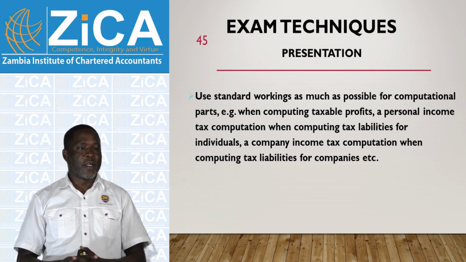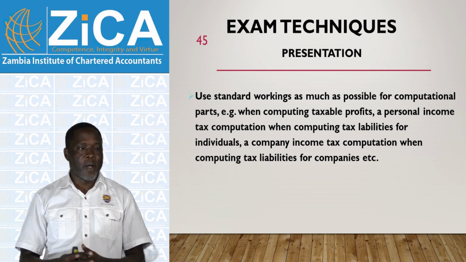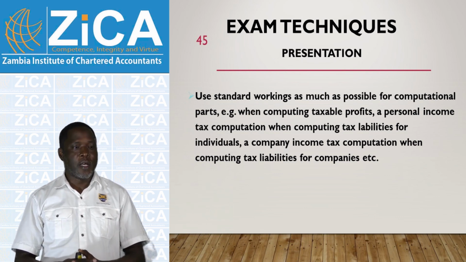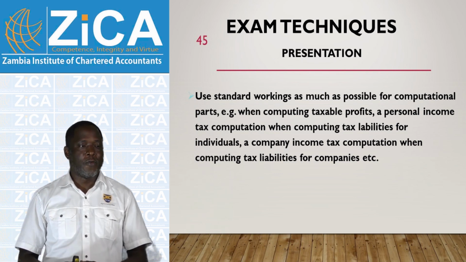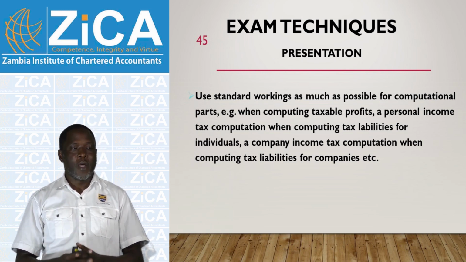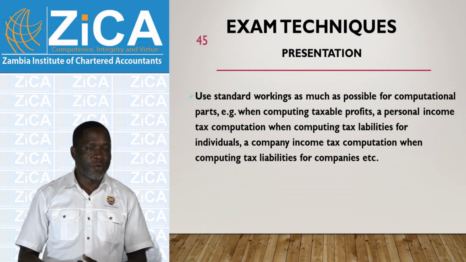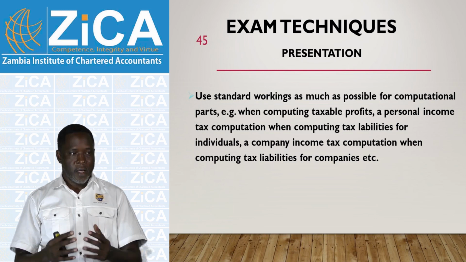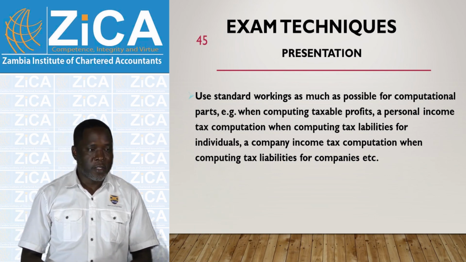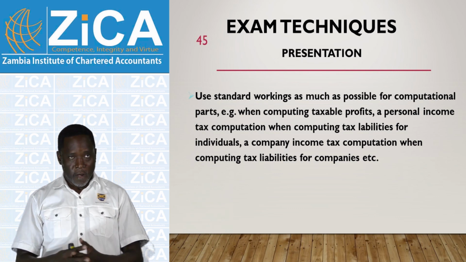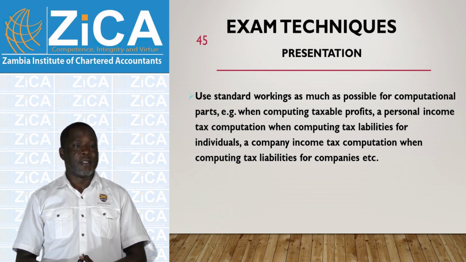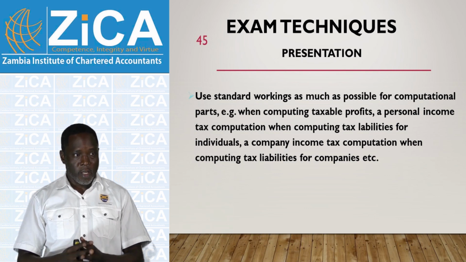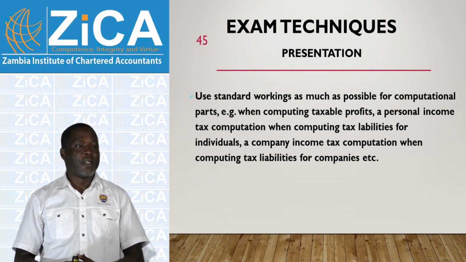workings. So use standard workings as much as possible for computational parts. There is a way we present a computation of the taxable business profits for a taxpayer, where you get net profit as per accounts, you add back disallowed expenditure, you less allowable expenditure not included in the accounts. There is a way we present even workings for capital allowances. There is a way we present a personal income tax computation for individuals. So as much as possible, make use of those standard workings.